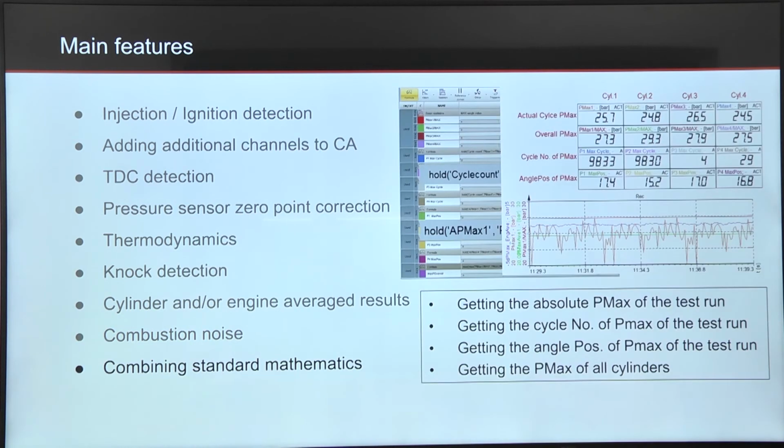And with all of these outputs, you are not limited to combining these results together. So in mathematics, it's possible to do a lot of different combinations with formulas with these results to get the absolute maximum pressure of the test run, get the cycle number, or do even much more complicated mathematics with the results that you get from the combustion analyzer.